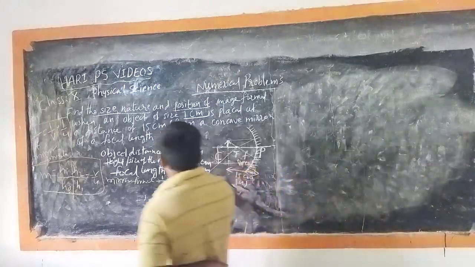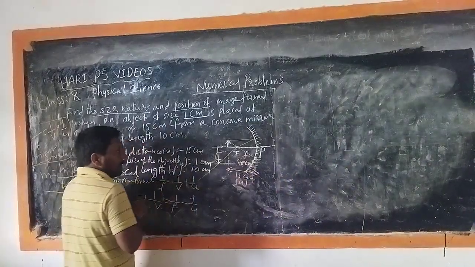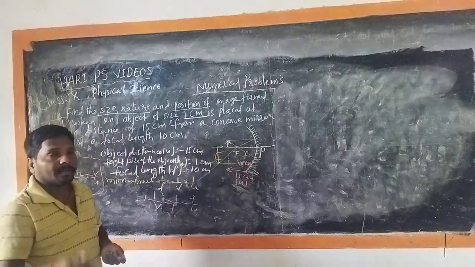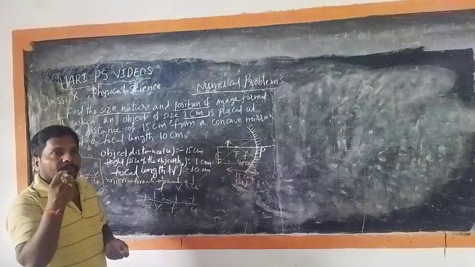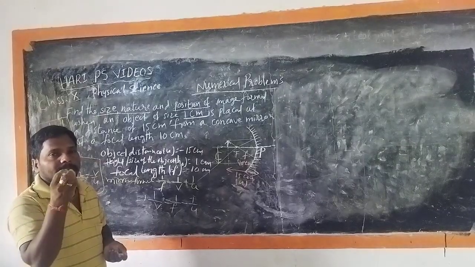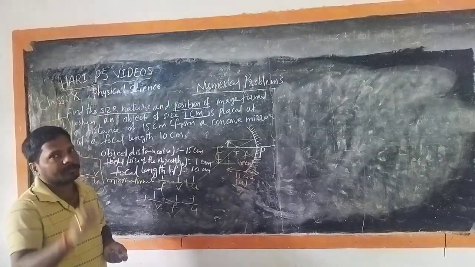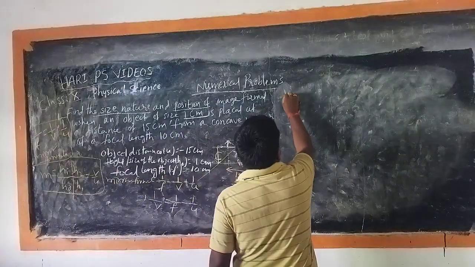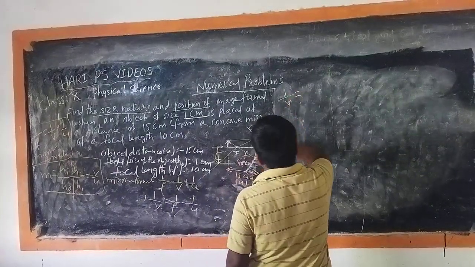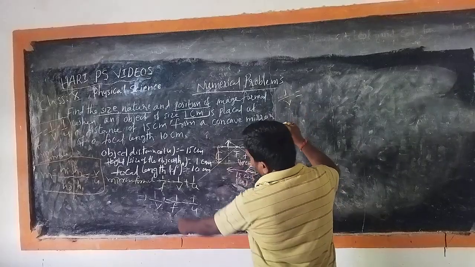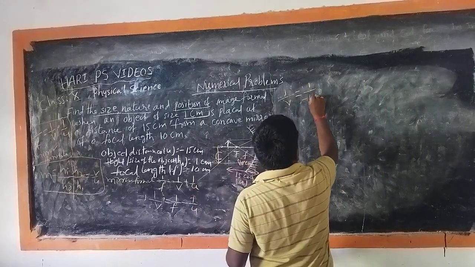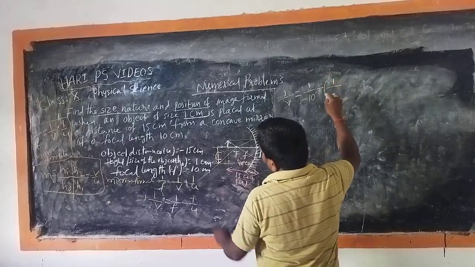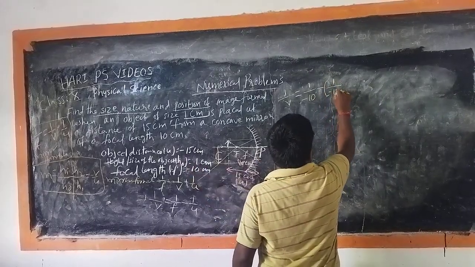Here, focal length also should be taken as minus f. Yesterday we discussed in the algebraic form. For a concave mirror, focal length, object distance, image distance are always negative. Now substitute the values: 1 by v equals 1 by f minus 1 by u, that is minus 1 by 10 minus of object distance, minus 15.